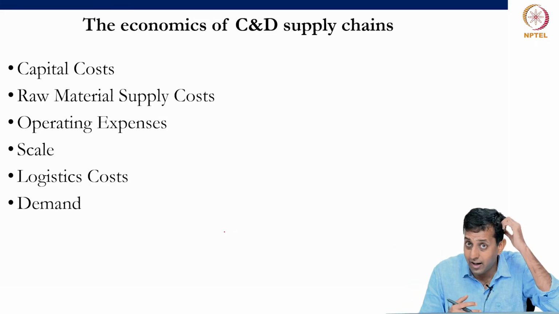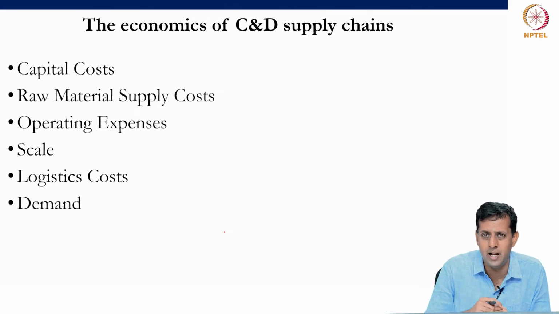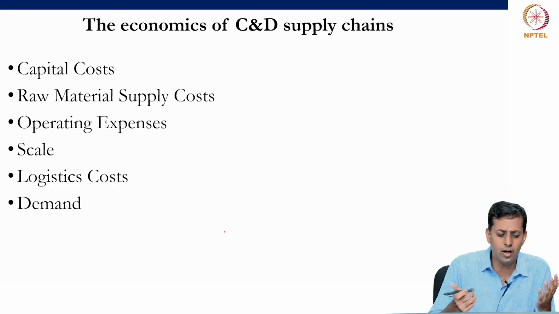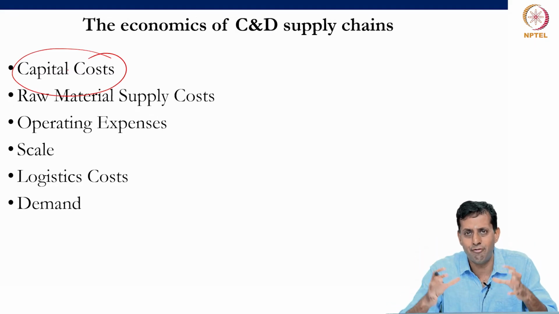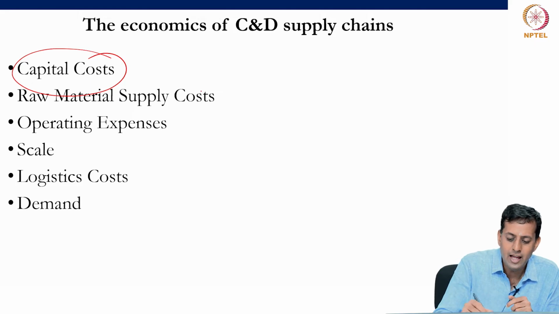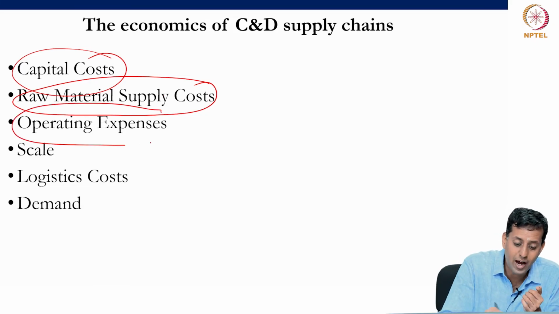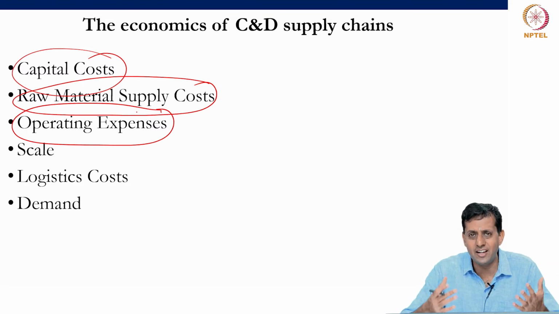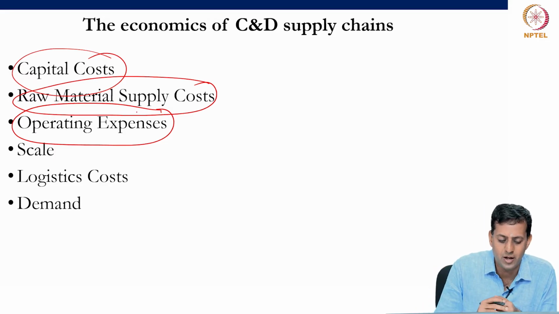So if you look at a C&D supply chain, the person who manufactures those building blocks, building materials, aggregates, whatever, what are their costs, right? On the one hand, they have capital costs, right? They need to buy some land, they need to set up a factory that manufactures, right? You take raw materials and you manufacture. So there are some capital costs to set up that factory and that land. Then they have to buy the raw material. Okay, so the raw material needs to be supplied and there are some costs associated with that. Then they have to actually manufacture, for which they need electricity, they need water, they need manpower, etc. Right? So those are operating expenses, right?